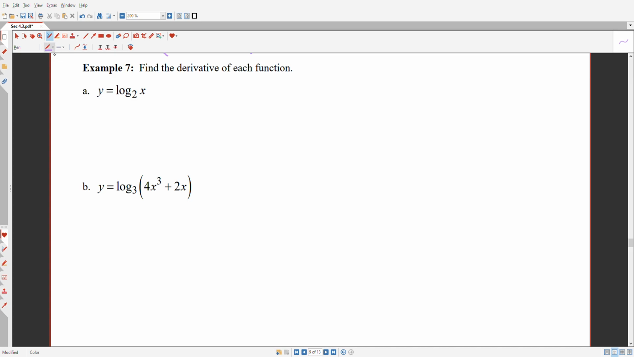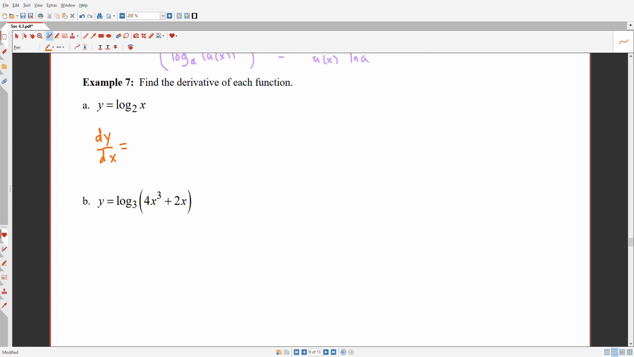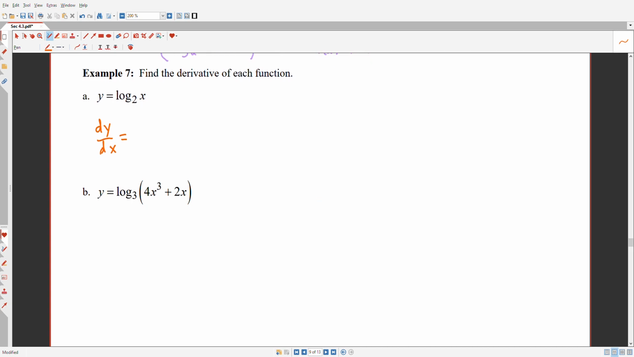Okay, so to finish up this video, let's just finish up example 7, and then we'll pick up with part 2. So in example 7, they want us to find the derivative of each function. So here, dy dx, well, this should be a straightforward application of the rule for taking a derivative of log base a of x. So here we have the base is 2, so we're going to get that this is 1 over x times 1 over the natural log of 2.